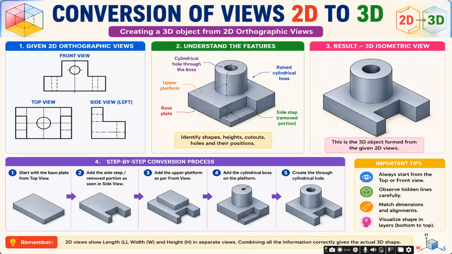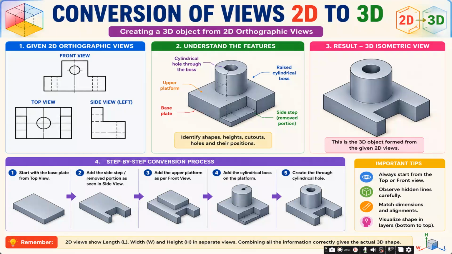So, conversion of views, 2D to 3D: creating a 3D object from the 2D orthographic views. These are the three important things we follow. The given 2D orthographic views: front view, top view, side view. They help us understand the features based on the identity shapes, heights, cutouts, holes, and their position. The result is a 3D isometric view. This is the 3D object formed from the given 2D views.